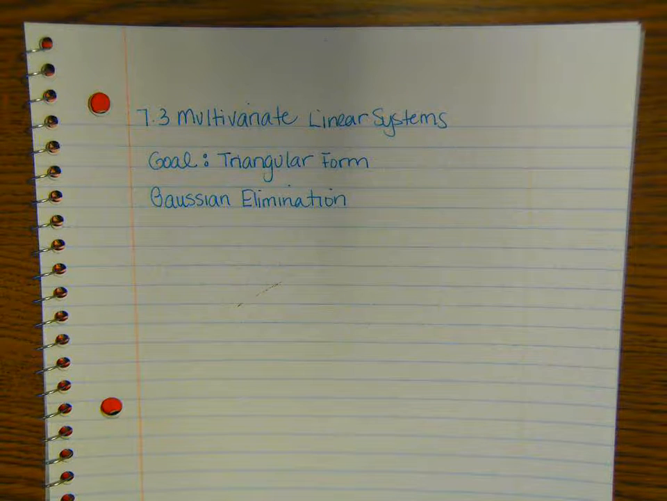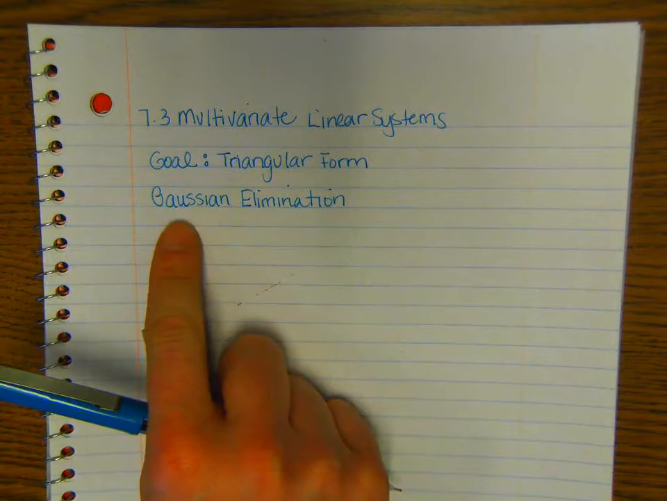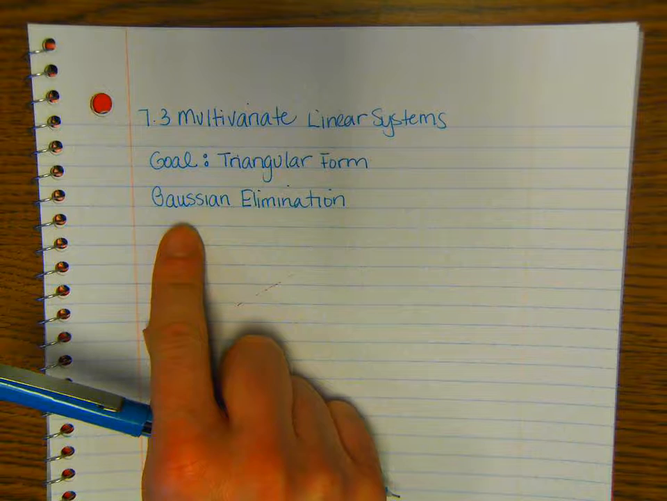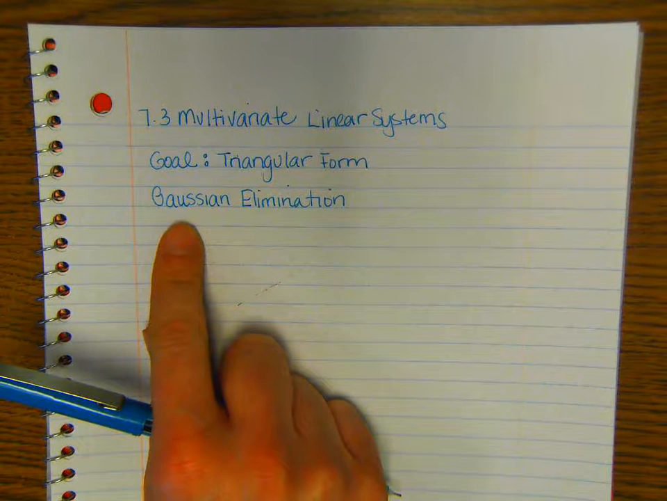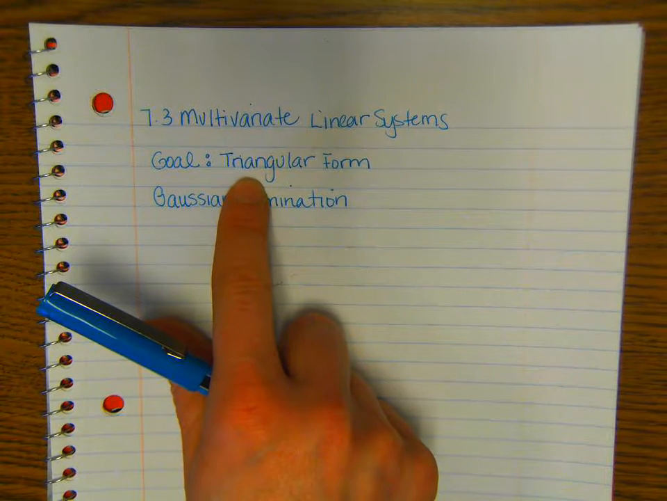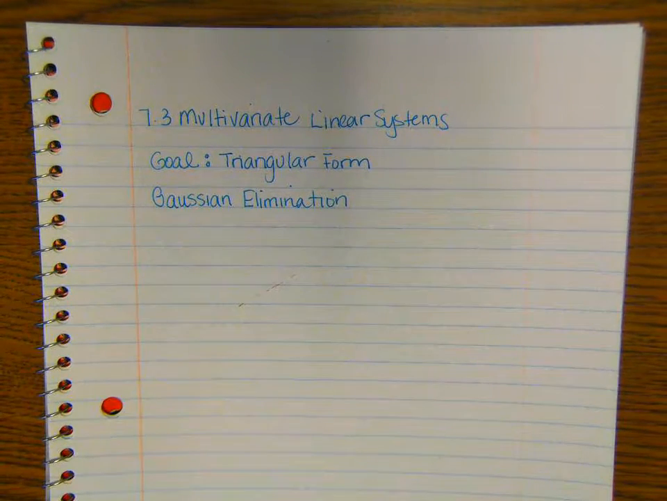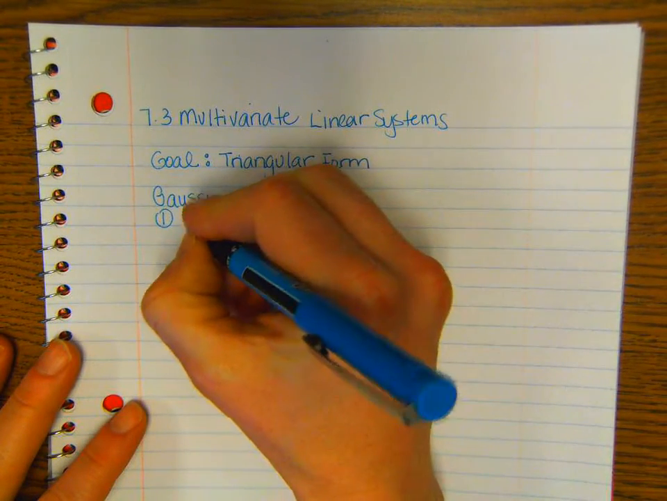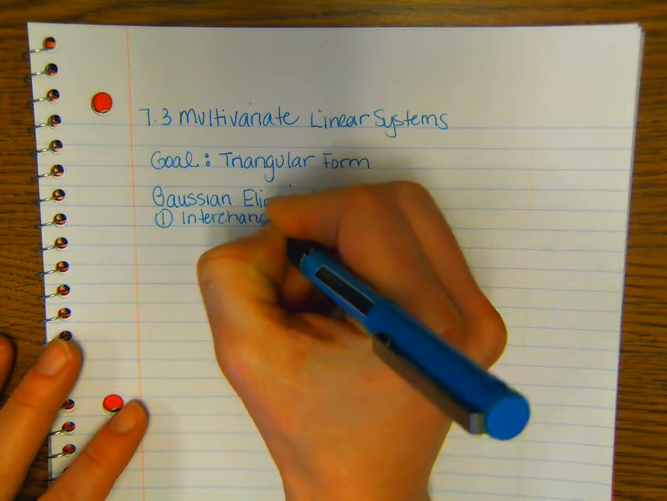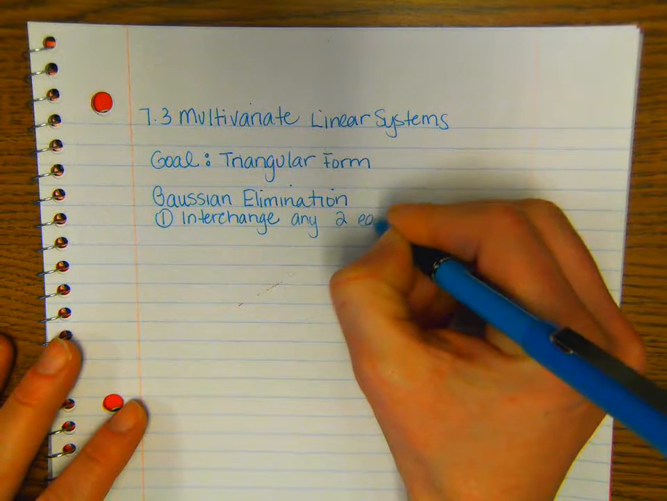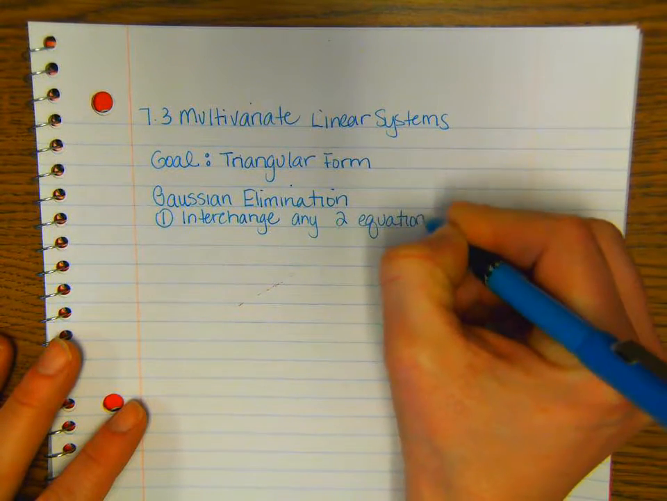And the reason it's called Gaussian, like what's that funny name? Gauss is the name of a mathematician, so it's named after that guy, Gauss. That's why it's named that. So here's the deal. Gaussian elimination is going to allow us to get to triangular form, and here are the rules to do that. First of all, at any time, you may interchange any two equations of the system.